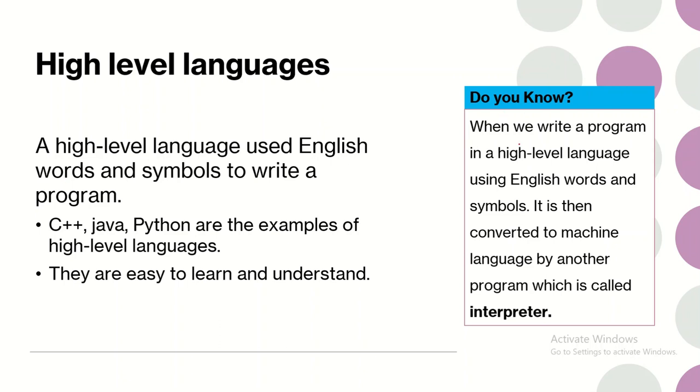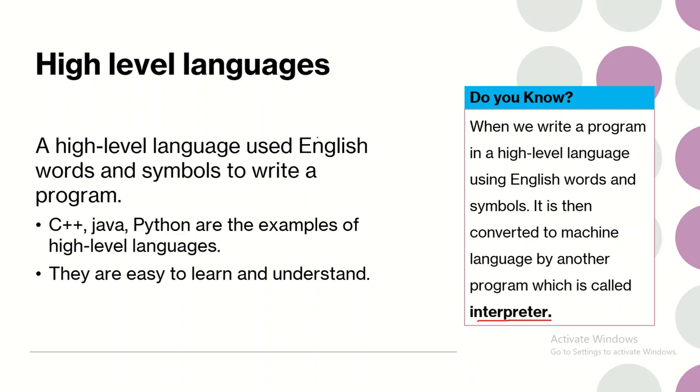Now when we write a program in a high level language using English words and symbols, it is then converted to machine language by another program which is called an interpreter. Remember students, I told you that the computer does not understand our language. Our language may be English, maybe Arabic, maybe something else. So the computer does not understand it. The computer needs everything in codes, in binary codes, that is 0 and 1.